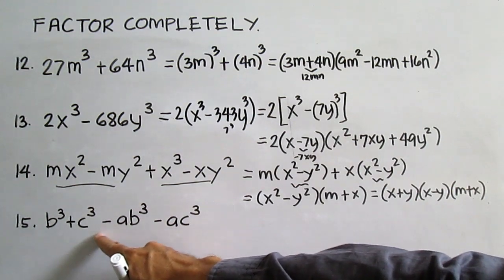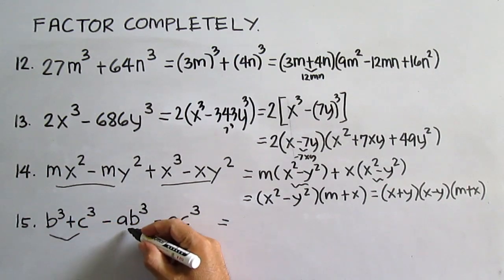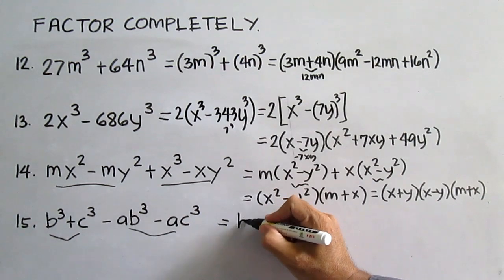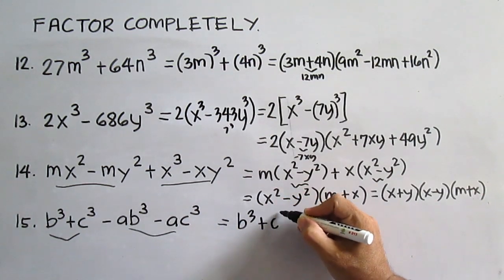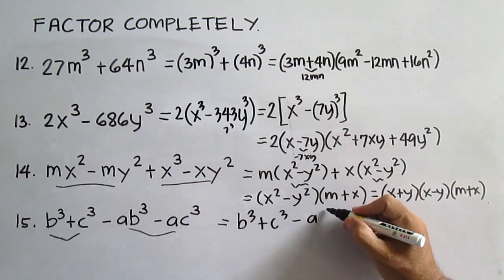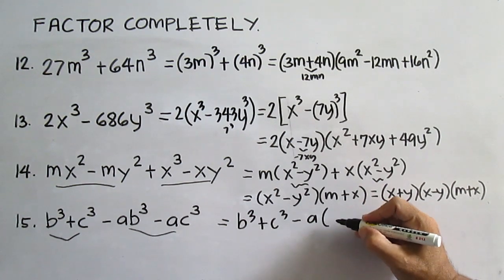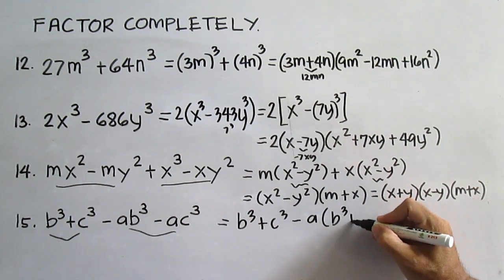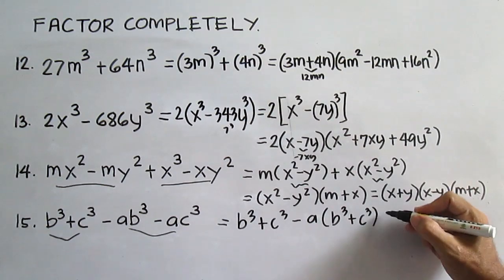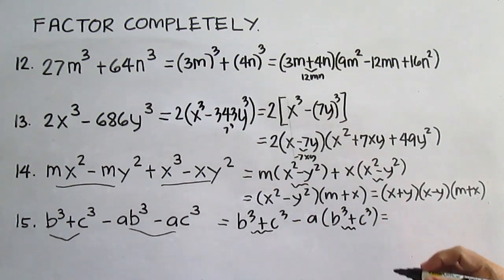Number 15 can be factored also by grouping. Group the first 2 terms together and the next 2 terms together. The CMF of the first group is 1, so this can be written as b cubed plus c cubed, minus the CMF of the next group, which is a, and the other factor is b cubed plus c cubed. Note that b cubed plus c cubed is common. Factor out b cubed plus c cubed.